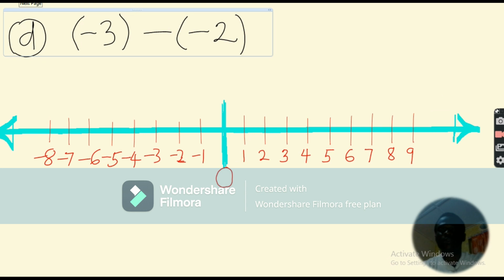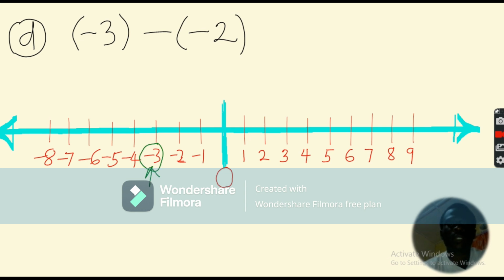We go to the last one, still using the number line method. This means that we are starting from -3. That's where we write start. This time around, we are subtracting a negative number. It's as good as adding a positive. When you are subtracting a negative, it's the same as adding a positive.